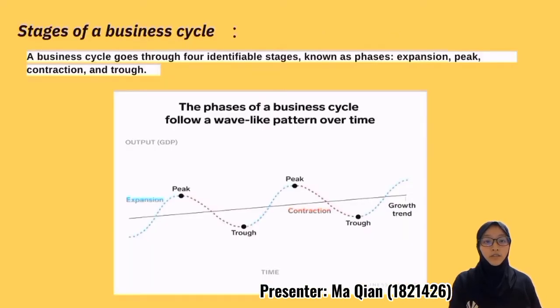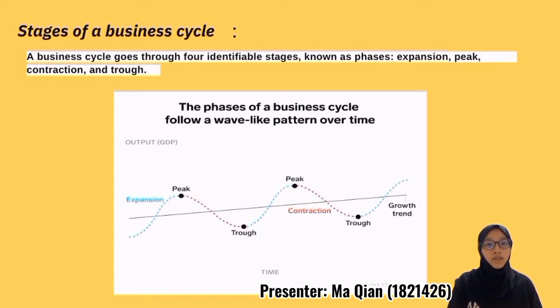Next is the stages of the business cycle. All business cycles are bookended by a continued period of economic growth, followed by a continued period of economic decline during its life. A business cycle goes through four identifiable stages: expansion, peak, contraction, and trough. Expansion. During expansion, the economy experiences relatively rapid growth. Interest rates tend to be lower, production increases, and the inflationary pressures build.